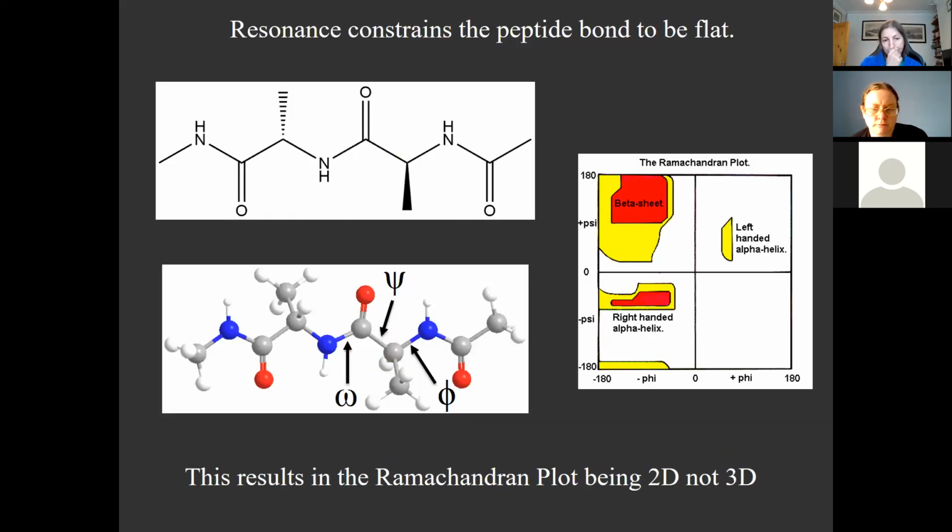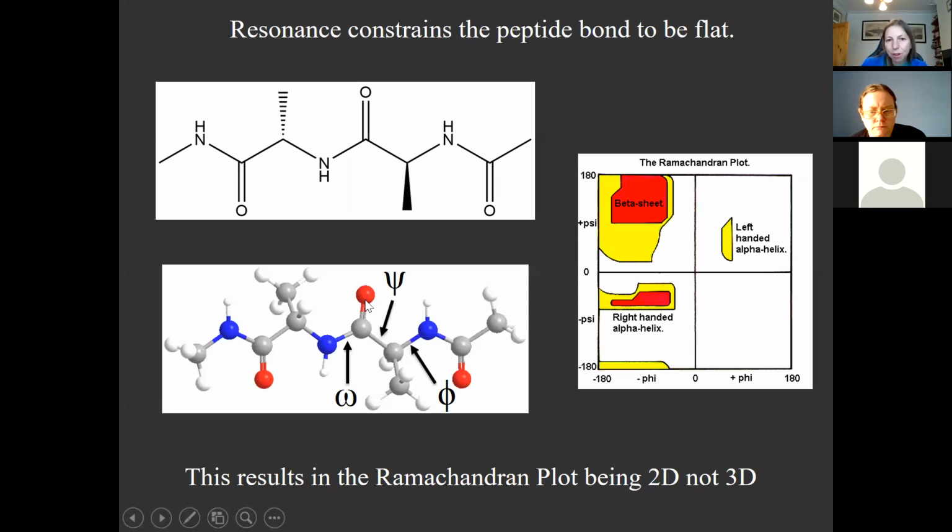So also, chemistry constrains the peptide bond to be flat. If we look at this very, very simple peptide here, this bond is the peptide bond. There is resonance across this peptide bond, which means that it just cannot rotate, because that will break the interaction with those pi electrons. So this means that this angle omega here is completely fixed. The two angles that can rotate are psi and phi.